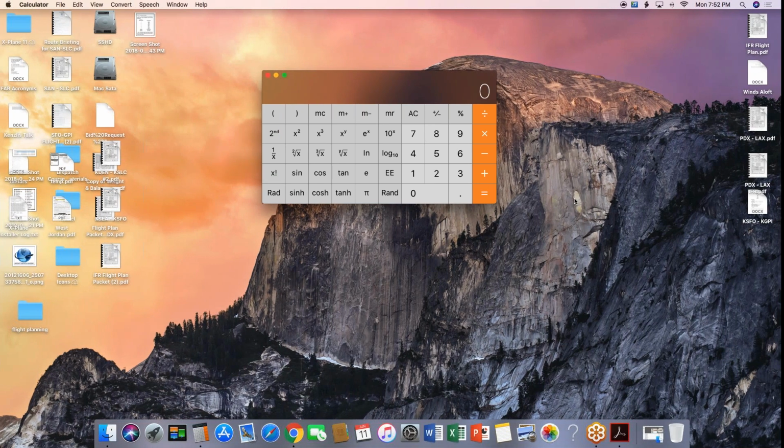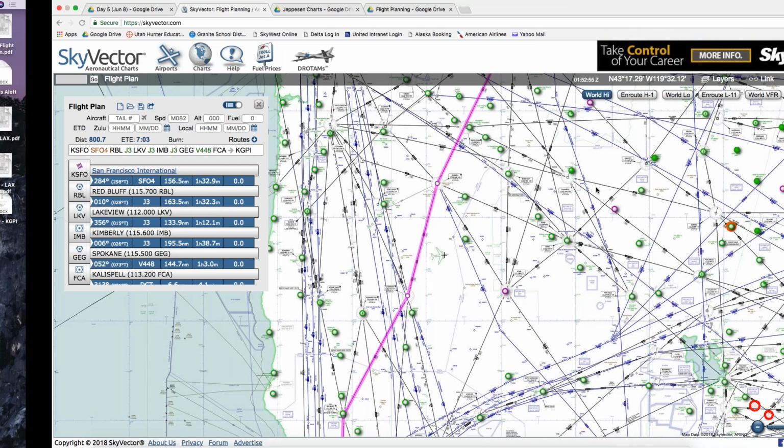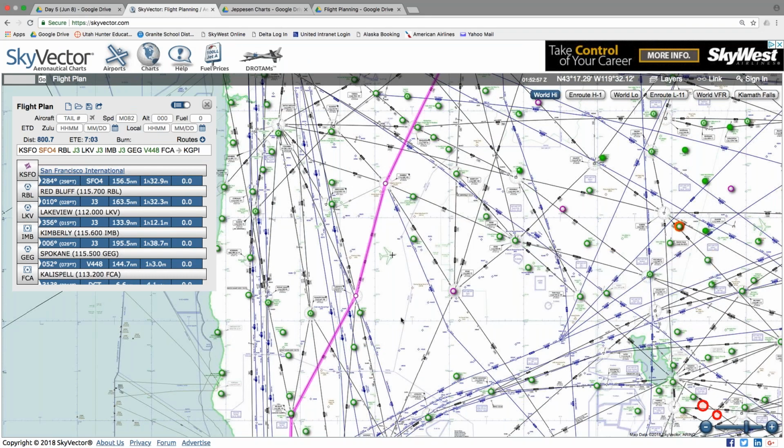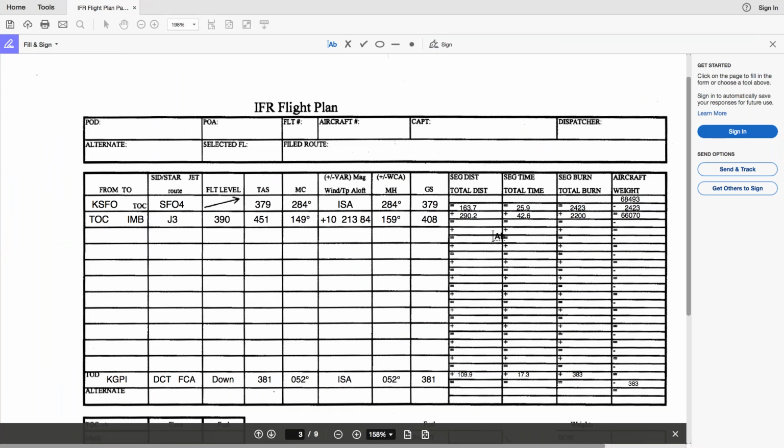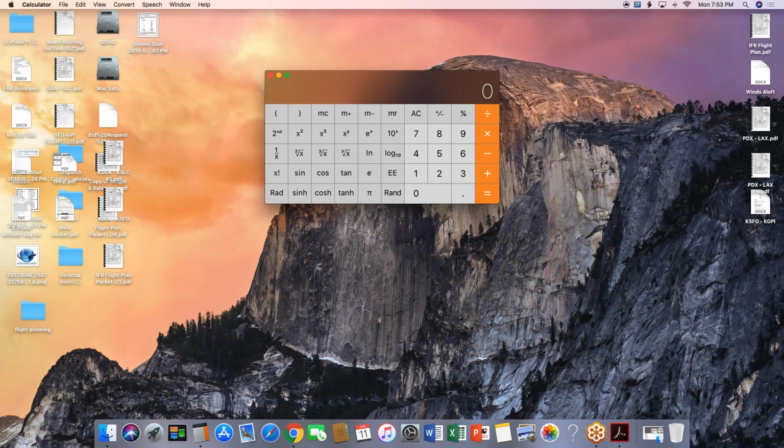Okay, so we figured out our total distance, right? Right, it's 42.6. That's our distance. No, our distance is 290.2. 290.2. Okay, so 290.2. That's our distance.